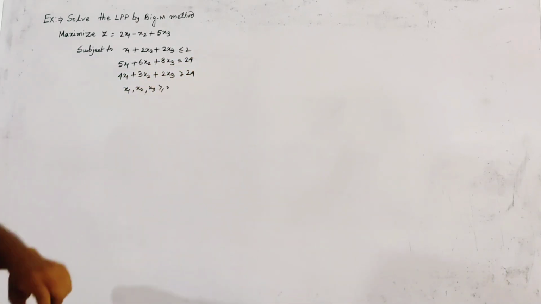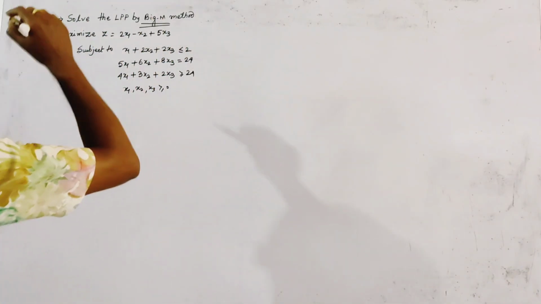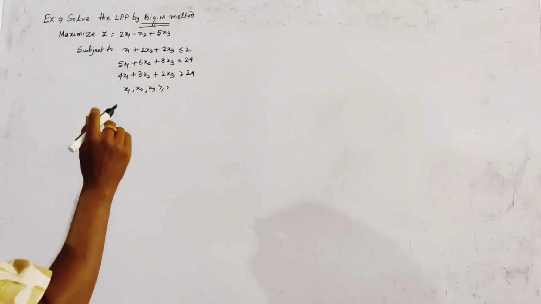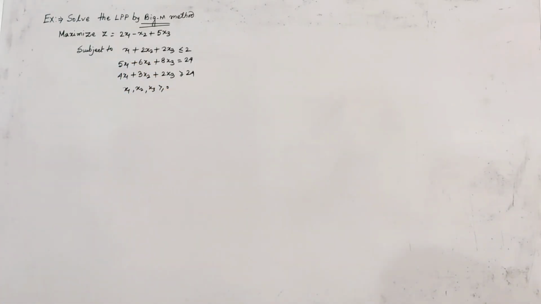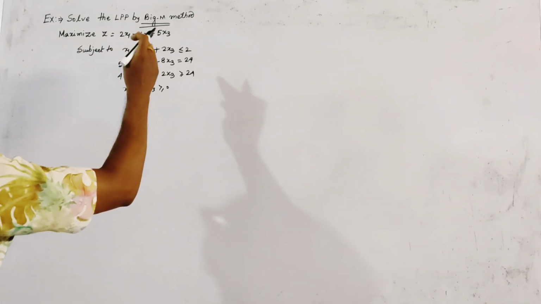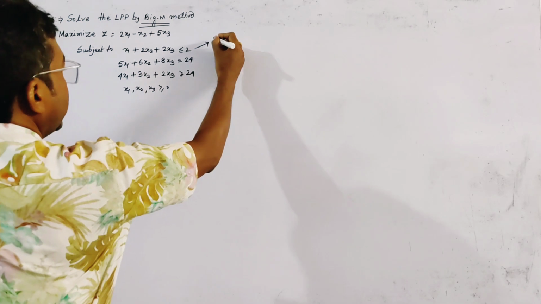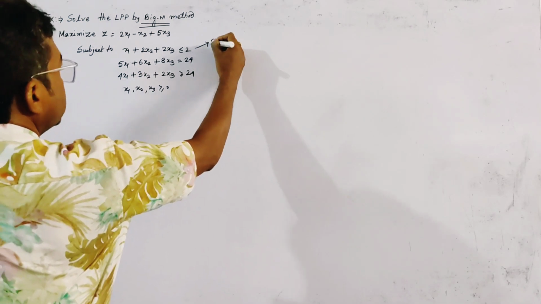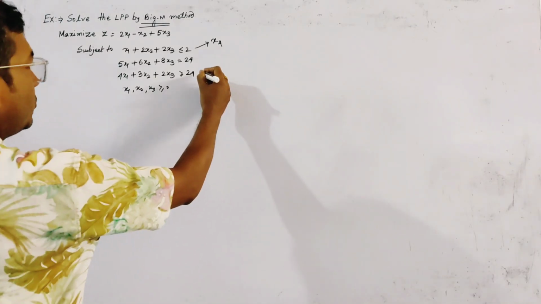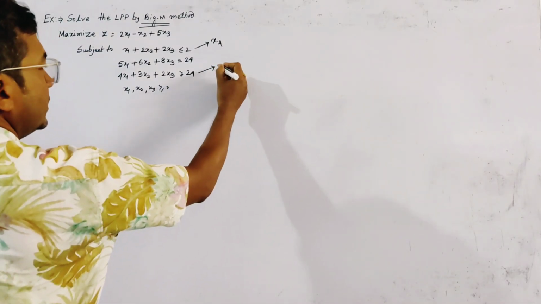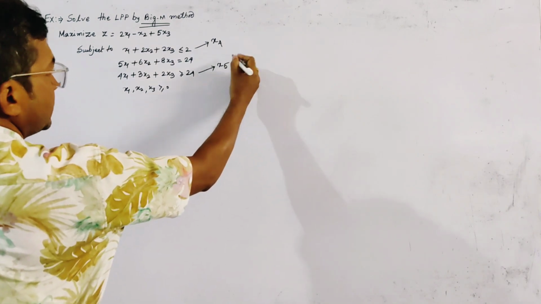Now to use the big M method, that is the simplex method, we must transform this LPP into standard form. To do that, we use a slack variable, let it be x4. Here we use a surplus variable because this is of greater than or equal to type. Let the surplus variable be x5.